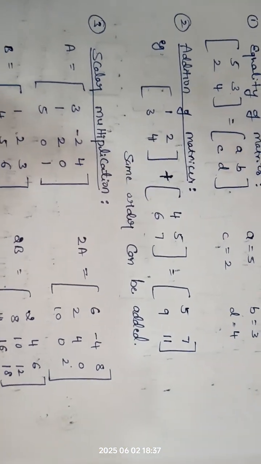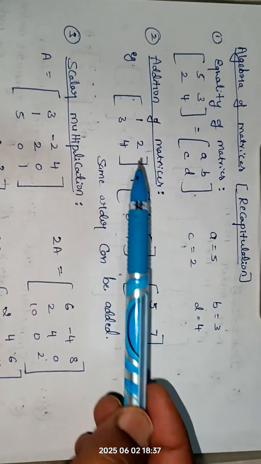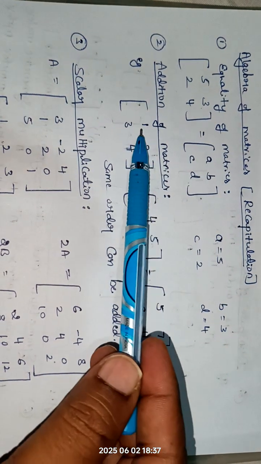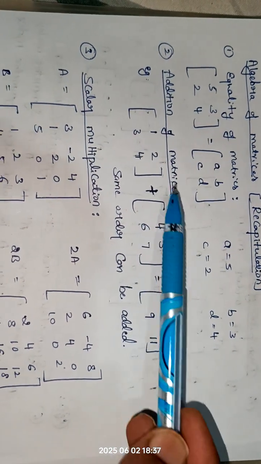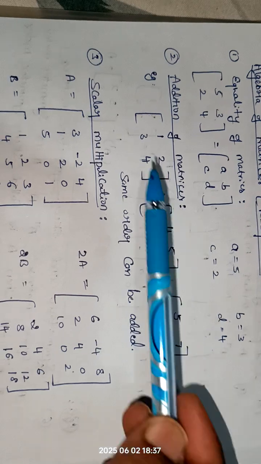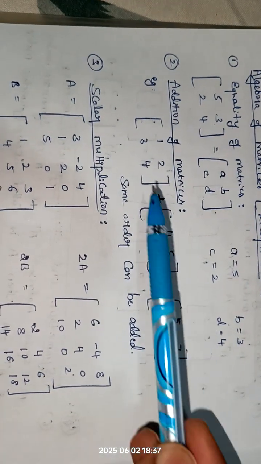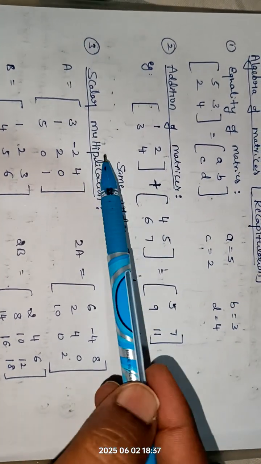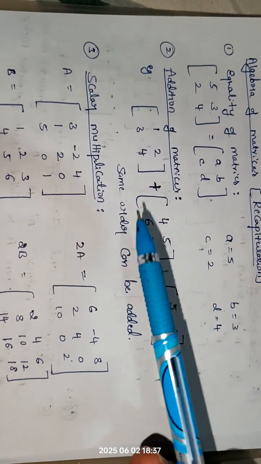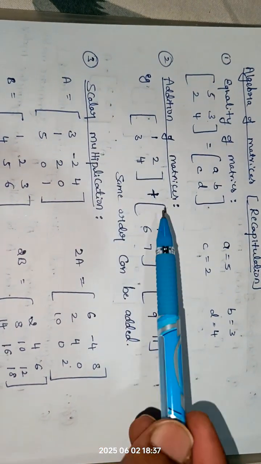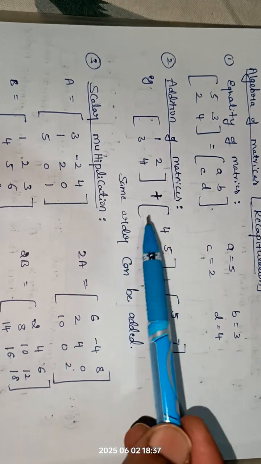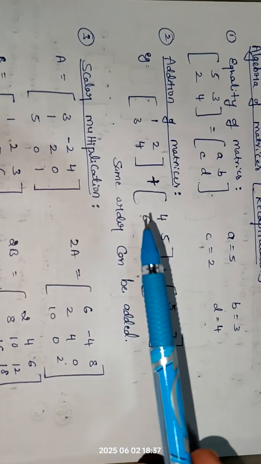Then addition of matrices. Suppose you have a 2 cross 2 and a 2 cross 2 matrix: 1 added with 4 is 5, 2 added with 5 is 7, 3 added with 6 is 9, 4 added with 7 is 11. So matrices of the same order can be added. Suppose one is 2 cross 2 and the other is 2 cross 3, we can't add them. So keep that in mind.